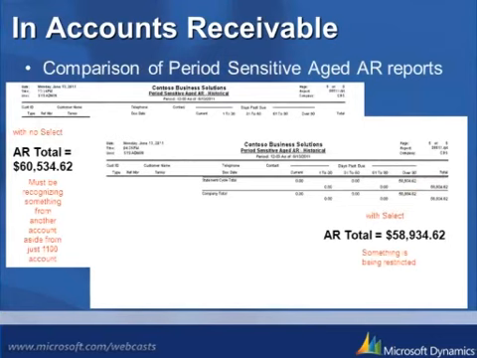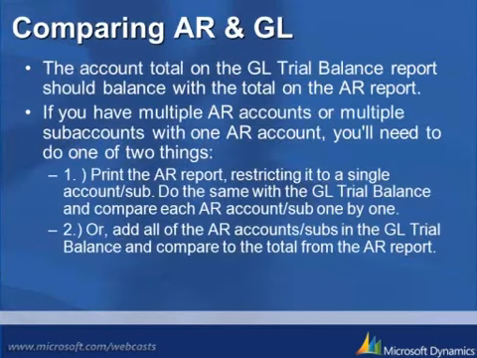So upper left-hand corner is with no select criteria on the period sensitive aged AR report. We're getting a 60,000 figure. So there must be something, aside from just our 1100 account, that's being included there. On the lower right-hand corner with the select, we can see that something's being restricted to give us a lesser figure of 58,000. In my scenarios, on the general ledger side, I restricted to 1100. So the figure that we're going to be using from the AR side is the 58,934. The account total on that GL trial balance report should balance then with the total on the accounts receivable report.